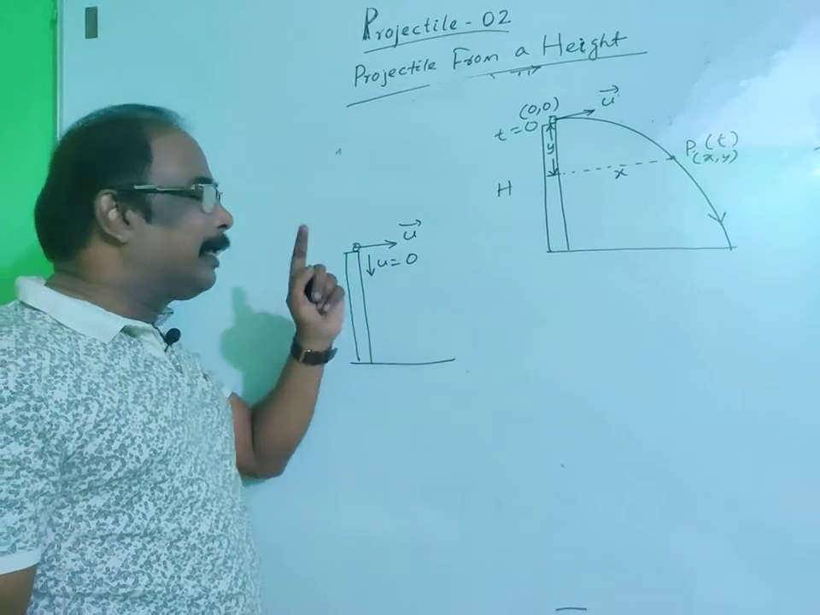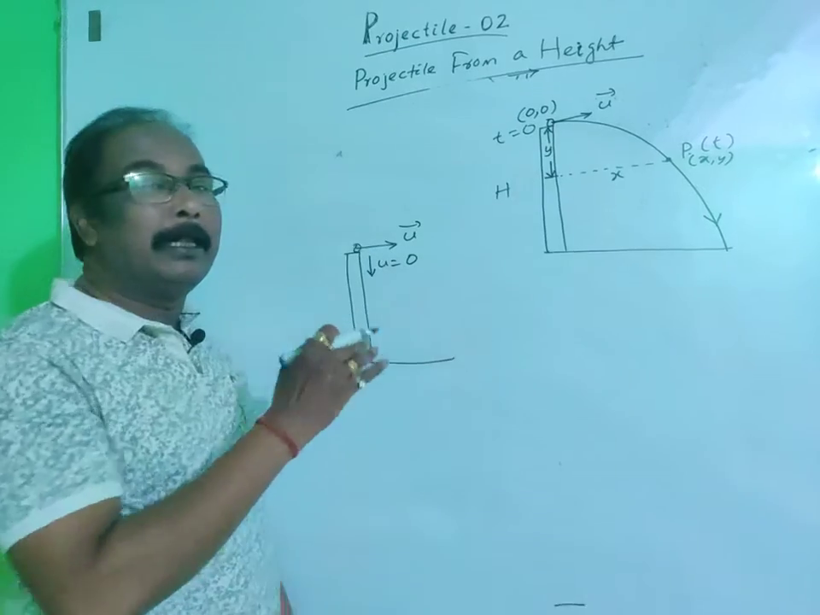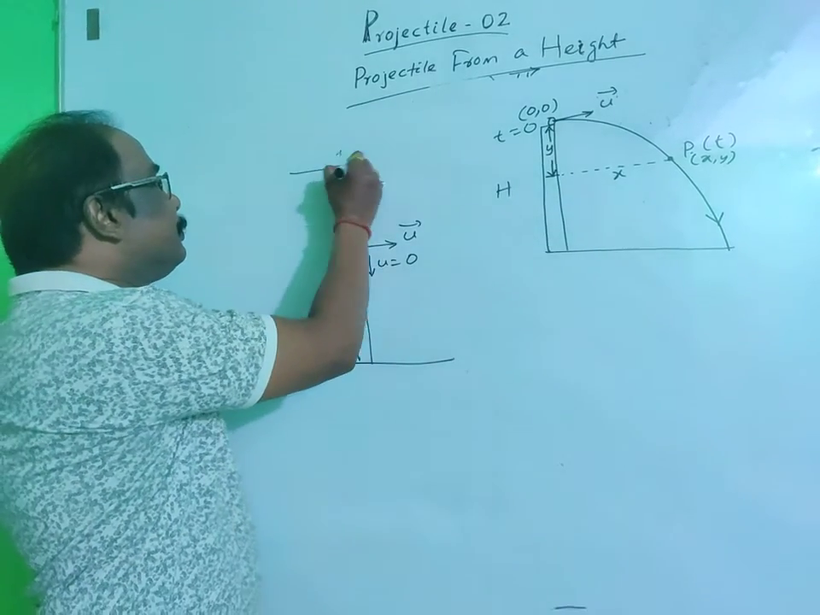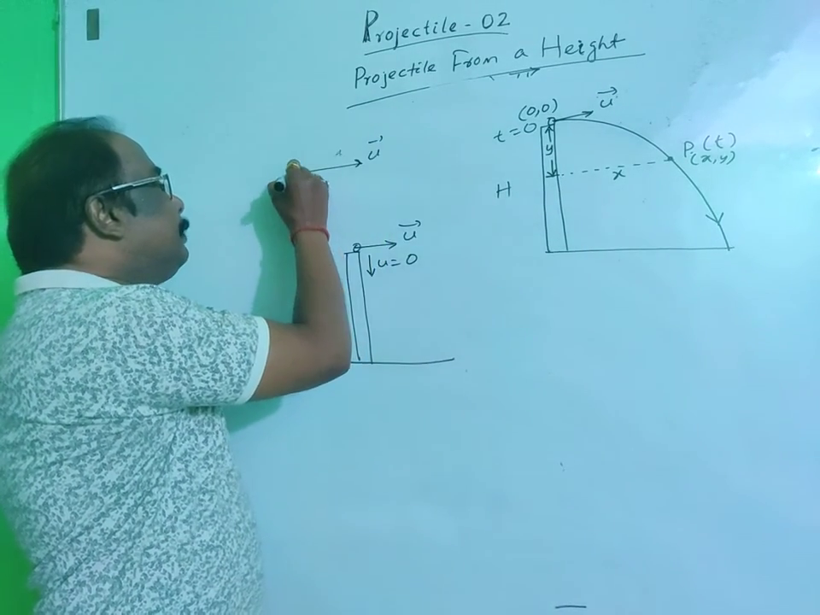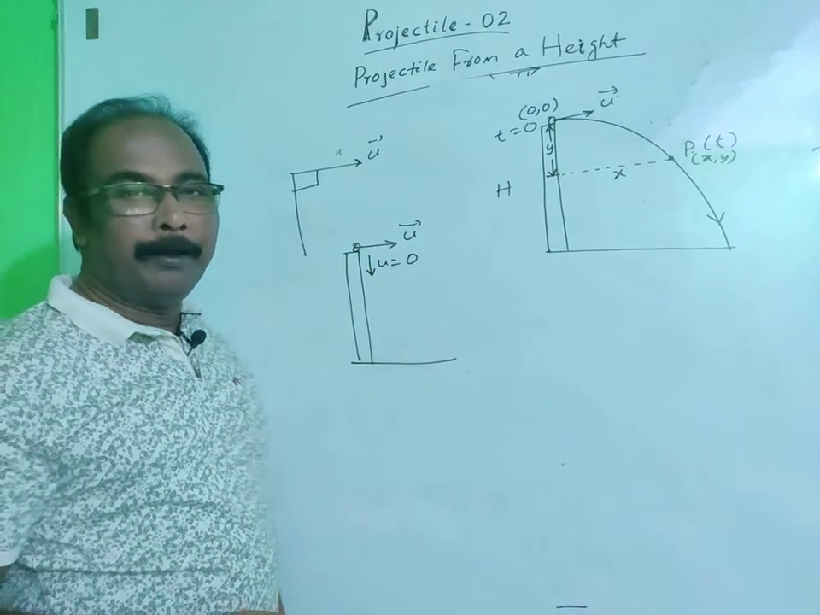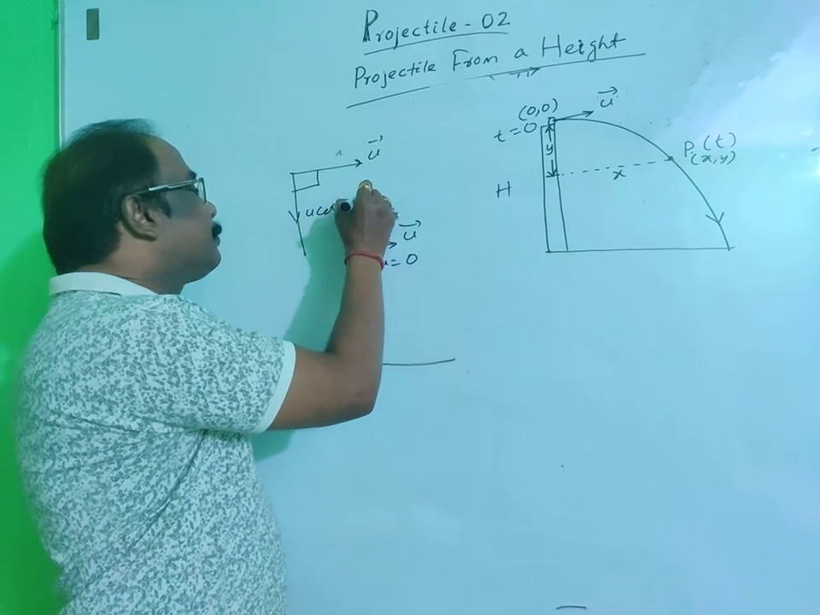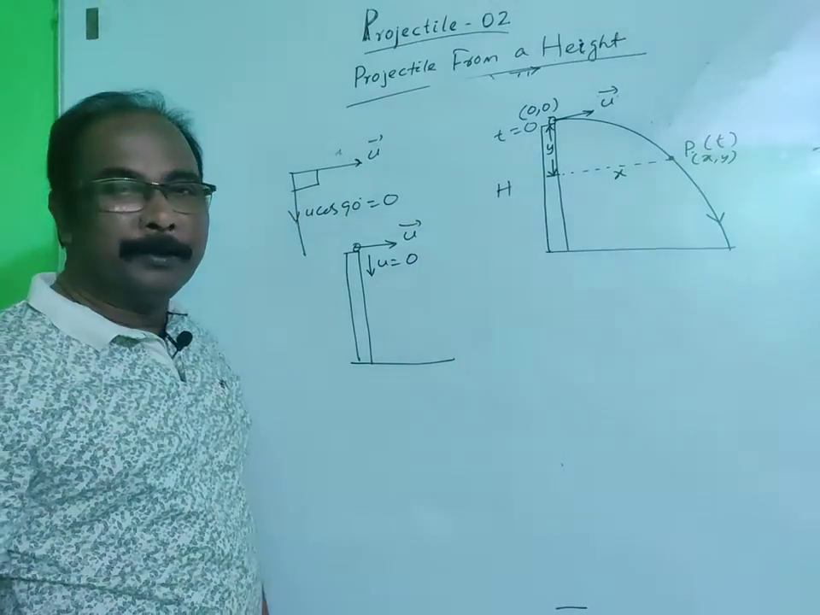So the initial velocity in the vertical direction is 0, since this is the direction of velocity and this is the vertical direction, and the angle is 90 degrees. So this component will be u cos 90, that is u cos theta, which equals 0.